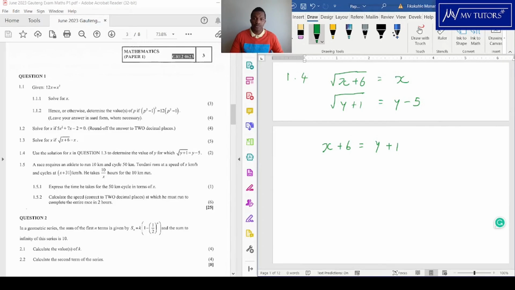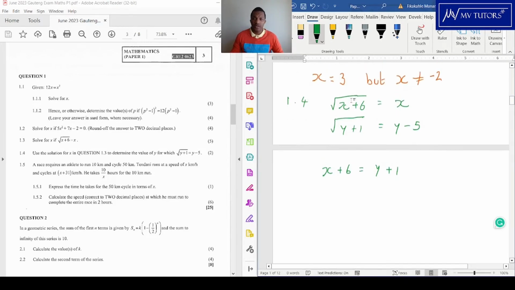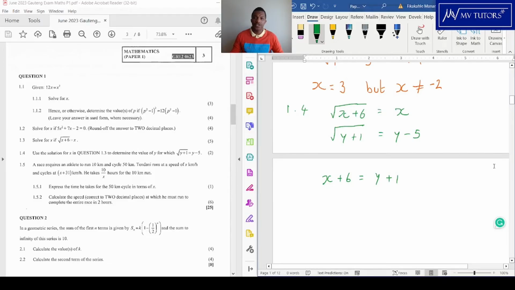So x, we solved it above in the question, and we resolved it to be only 3. So where there's an x, we'll substitute 3 there, plus 6 is equals to y plus 1. Do some gymnastics. Take the y to the other side. It's 3 plus 6, which gives us 9. If I do the gymnastics, bring the 1 this side, 9 minus 1 is equals to 8.